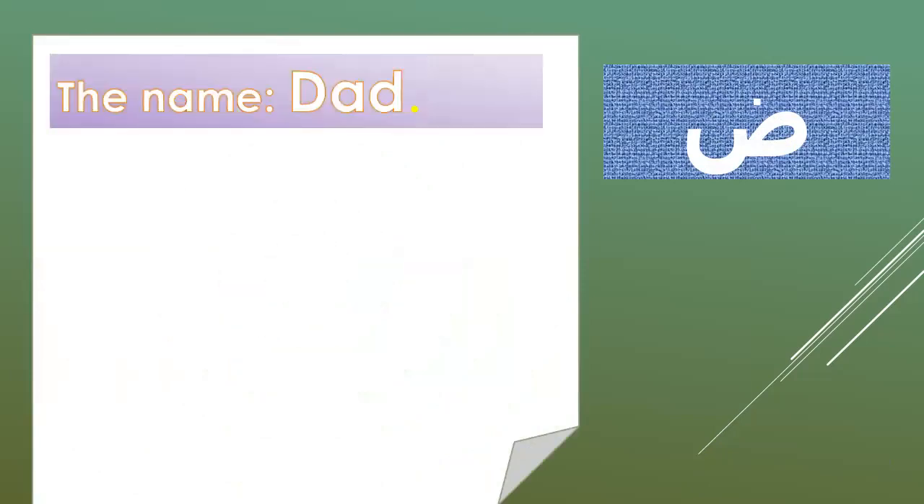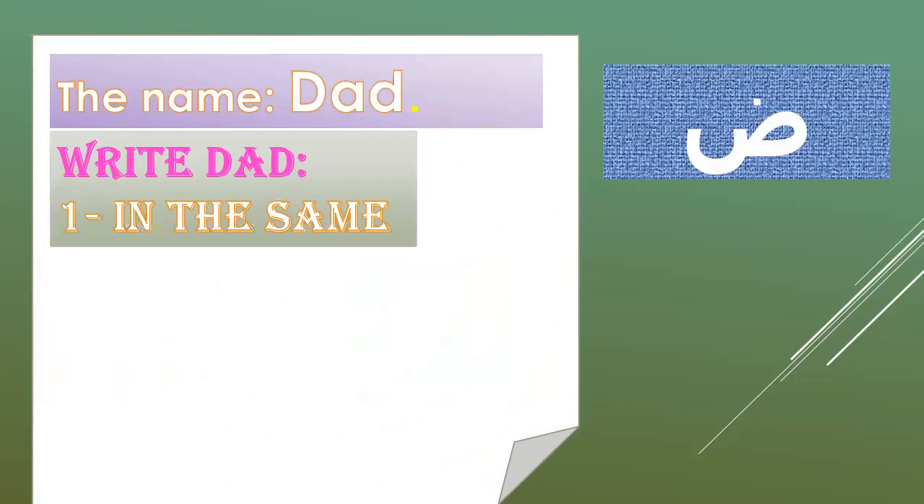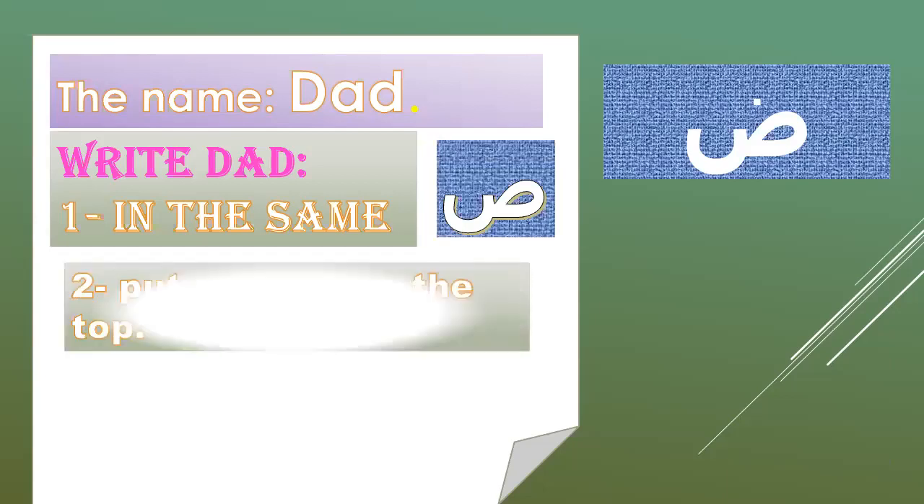Let's learn the second letter in Saad family, Daad. The name is Daad. It's not that, it's Daad. Heavy letter. Has heavy sound. To write Daad, in the same Saad, put one dot on the top. Did you finish? Very good.